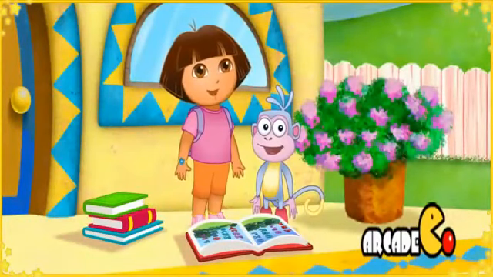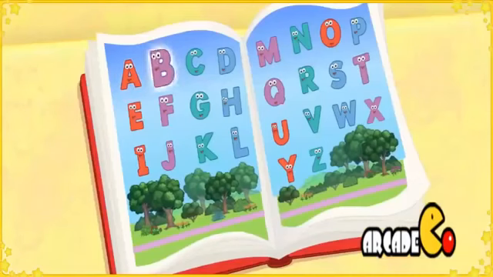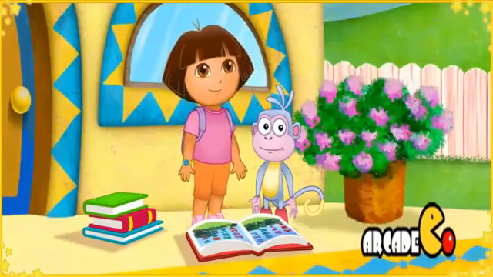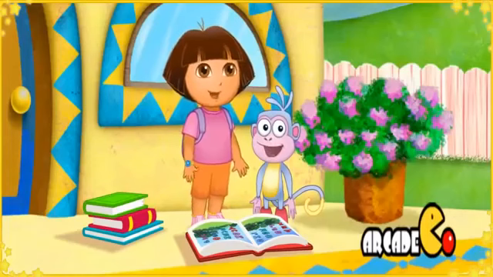Now that we have all the letters, we can sing the alphabet song. Sing it with us. A, B, C, D, E, F, G. H, I, J, K, L, M, N, O, P. Q, R, S, T, U, V. W, X, Y, and Z. Now I know my ABCs. Next time won't you sing with me?